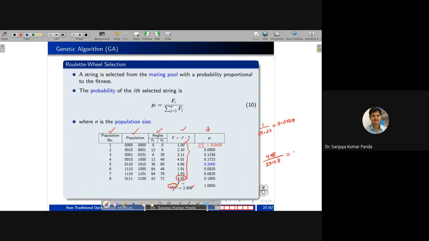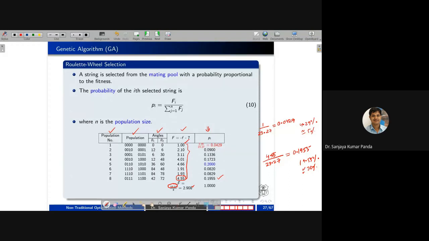So I got the value as 0.1955. That means it is something like 4.29%. It is called something like 19.55%, or equivalent to 20%. So you can say population 8, or candidate 8, is having 20% probability. But what about candidate 1? Candidate 1 is having only 5% probability.